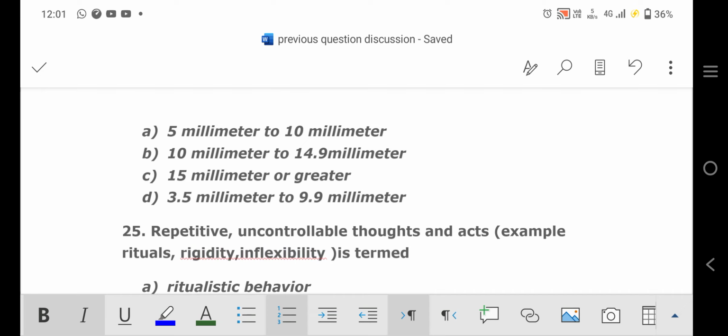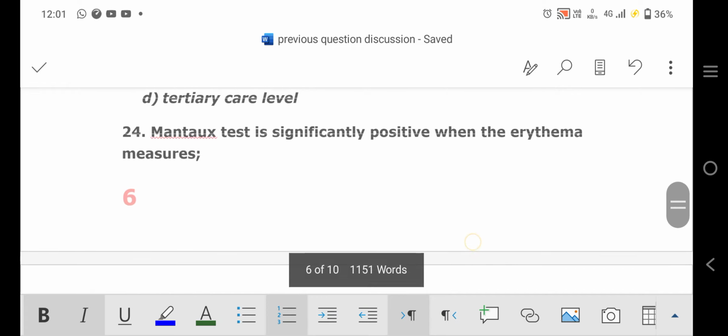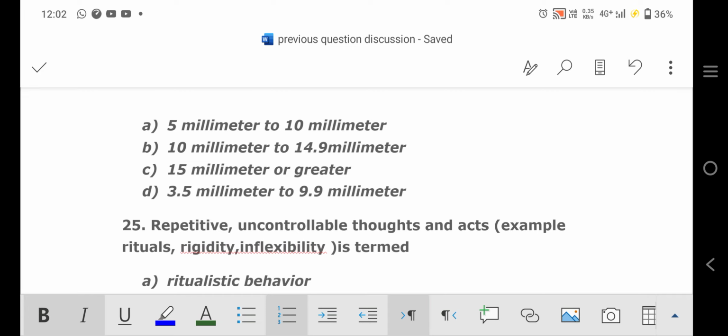Usually we will say above 10 mm is also positive. Here the point is, it is significantly positive when the erythema measures 15 mm or greater. For some patients, the erythema induration will be between 5 to 10 millimeters. For those patients it will also be positive if they have HIV or some immunocompromised conditions. For healthier individuals, it will be greater than 10 millimeters. If it is significant, it is 15 millimeters.